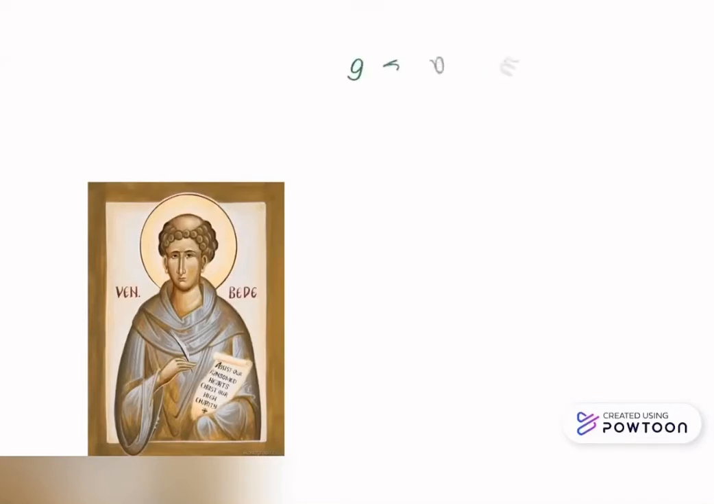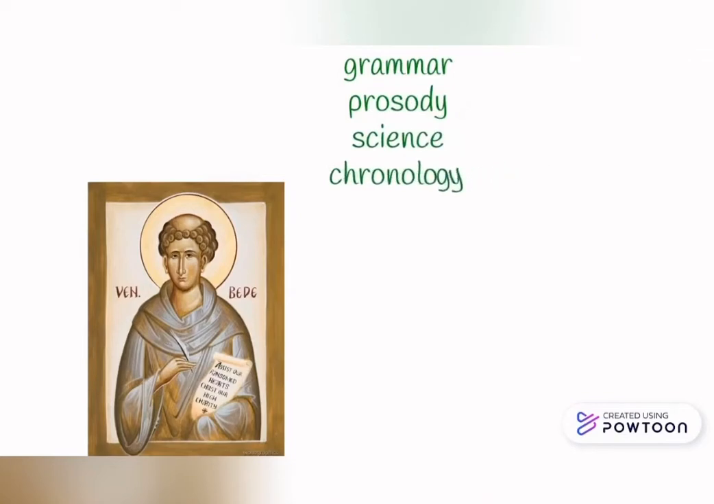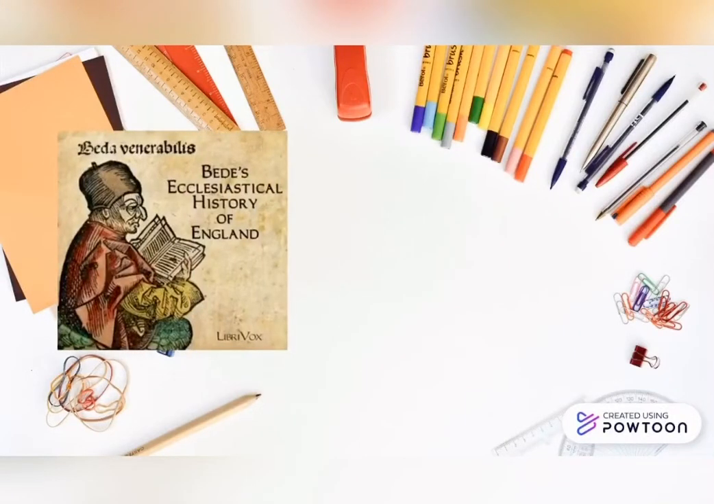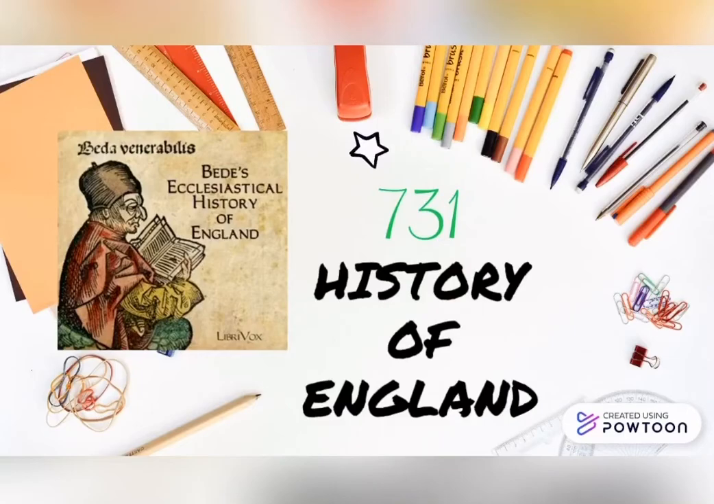He wrote on grammar and prosody, science and chronology, and composed numerous commentaries on the books of the Old and the New Testament. His most famous work is the Ecclesiastical History of the English People, written in 731, from which we have already had occasion to quote more than once, and from which we derive a large part of our knowledge of the early history of England.